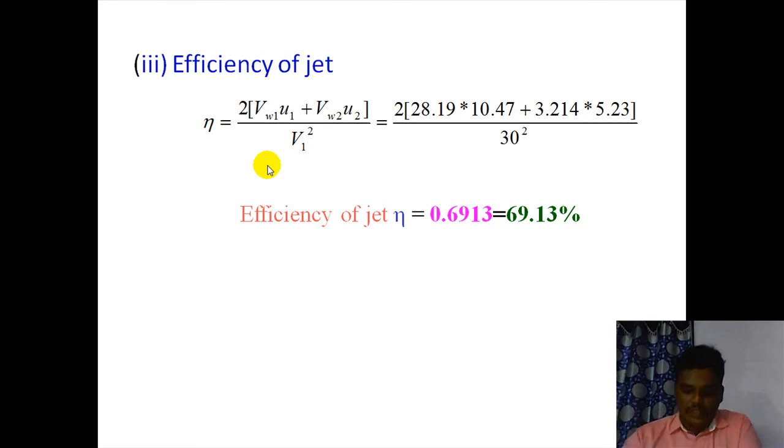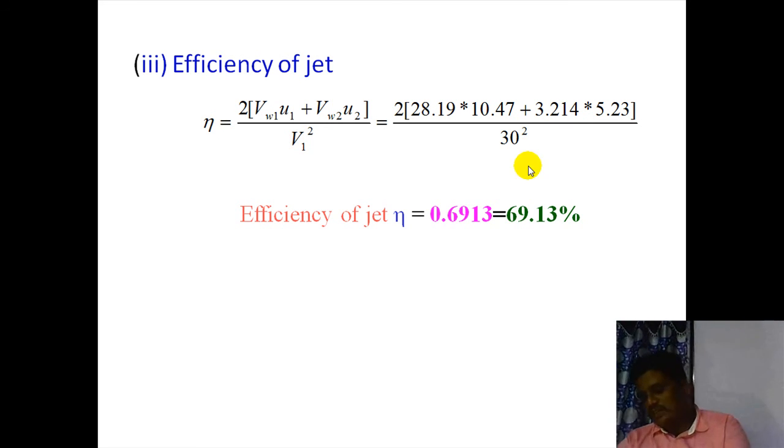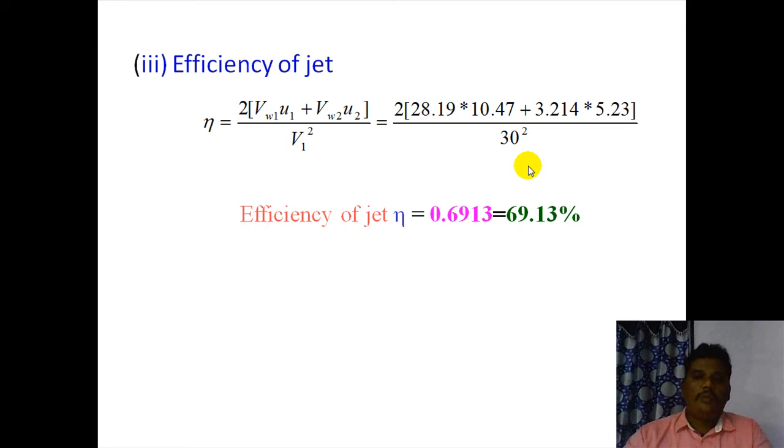Efficiency of the jet is eta. You have to find the efficiency also. The formula is already derived: 2 times VW1 U1 plus VW2 U2 divided by V1 square. VW1 is 28.19, U1 is 10.47 from the previous slide, VW2 is 3.214, U2 is 5.23, and V1 is 30. By calculation, we get eta is equal to 0.1963. Efficiency is always multiplied by 100 to give a percentage.